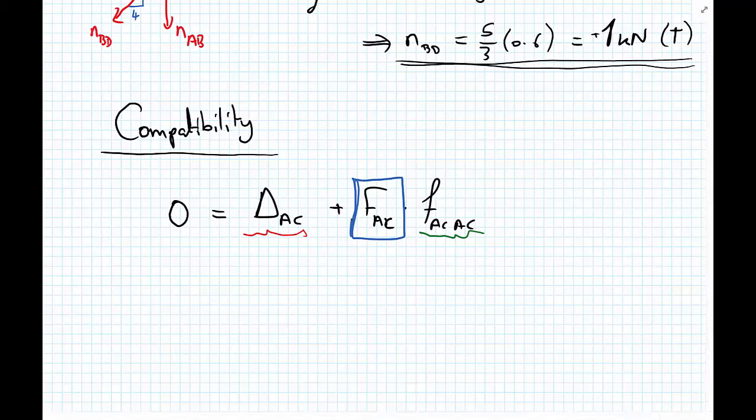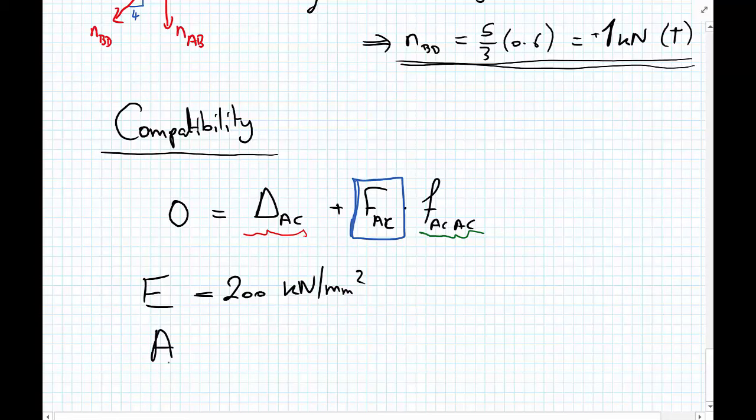Before we can do that, we need some extra information. If we want to calculate deflections, we need some extra information that we don't need to consider for statically determinate problems. So we're going to choose the material properties and the geometric properties. Each of the truss members has a Young's modulus for steel, which is 200 kilonewtons per millimeter squared, and the area of all of the truss members is equal to 446 millimeters squared.